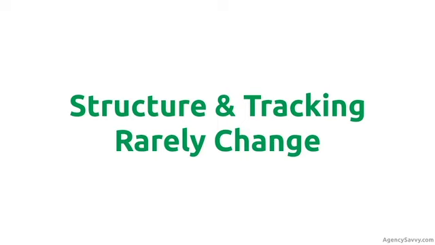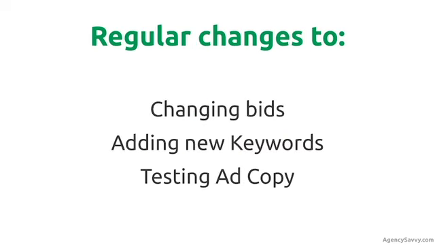The overall structure of your Google AdWords account and your conversion tracking rarely changes, for the most part. Now, there are reasons that you add in new campaigns every now and again, and certainly you're always going to be changing your ad copy, but the overall structure and what you measure as a conversion is rarely going to change. So we're going to focus on making regular changes to these three things: changing your bids, adding new keywords into your account, and testing ad copy.